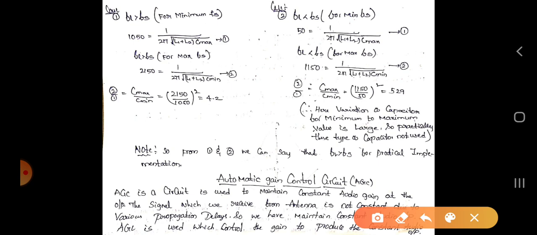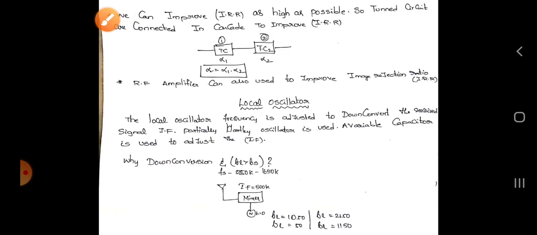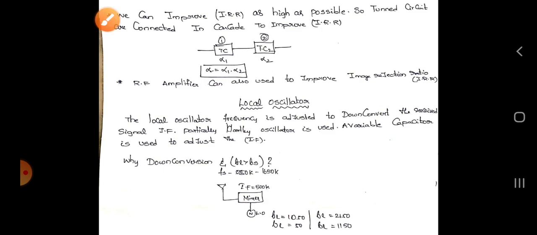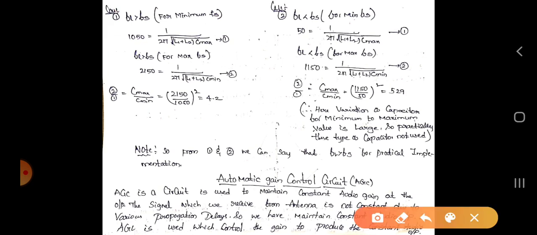So we are taking FL greater than FS. So we are using 1050 kilohertz, and we are not using 50 kilohertz. We use 50 kilohertz for FL less than FS. But in case 1, we will always take FL greater than FS. So for the minimum frequency 550 kilohertz, we are taking FL as 1050.